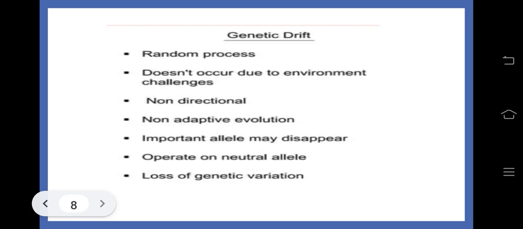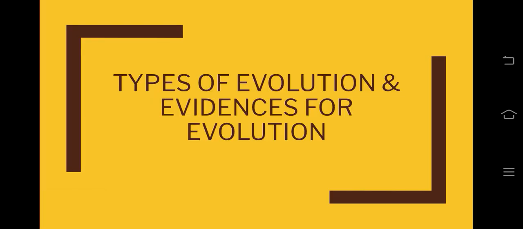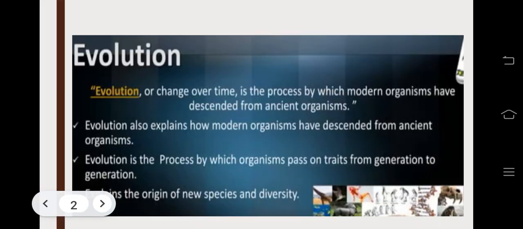Next topic, types of evolution and evidences for evolution. Evolution, or change over time, is the process by which modern organisms have descended from ancient organisms. Evolution is the process by which organisms pass on traits from generation to generation and explains the origin of new species and diversity.